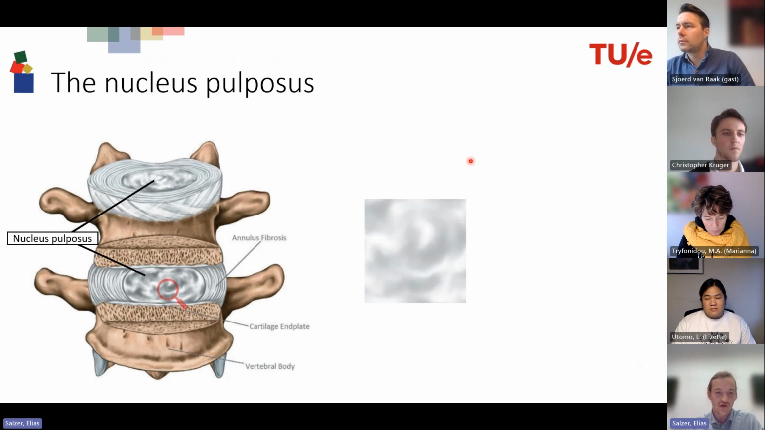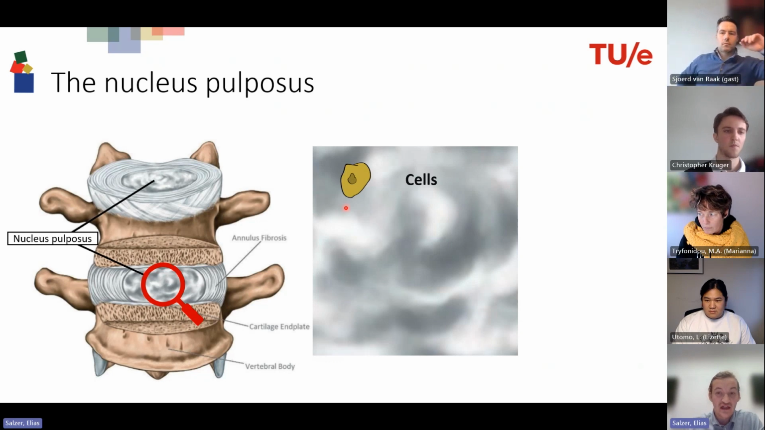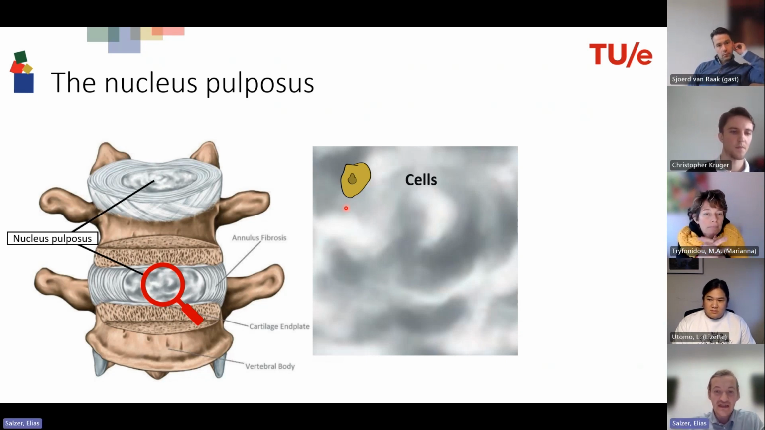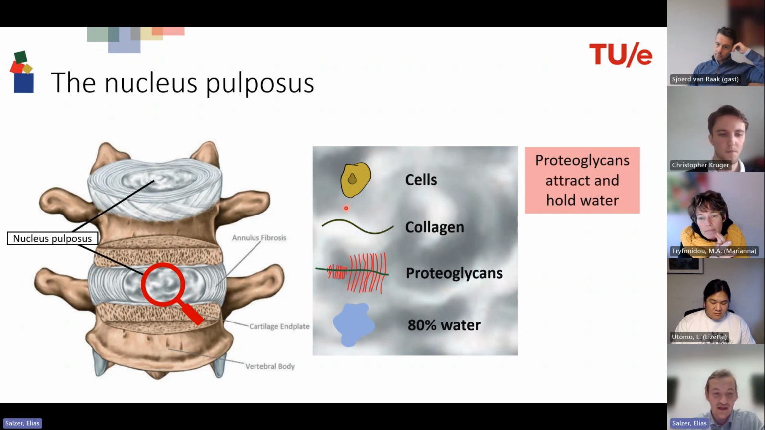So the nucleus pulposus, if we were to zoom in and take a look at the matrix composition, we would see that there are some cells, nucleus pulposus cells, in the adult human spine. There's not a lot of them, but I'll tell you later why that's the case. We have some collagen, a very important molecule, but the most important molecule are so-called proteoglycans. And these proteoglycans are really important because they can attract and hold water. So much so that the water content in the nucleus pulposus is approximately 80%. So you have to imagine that 80% of all the tissue in this nucleus pulposus is actually made up of water. That's quite a bit.